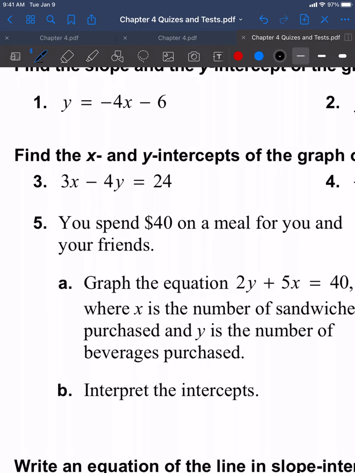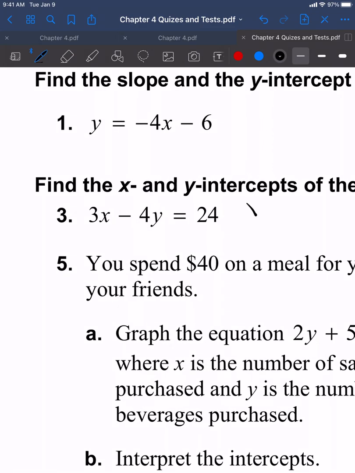Okay, if I wanted to find the x-intercept, who do I plug 0 in for? The y. If I plug 0 in right here, what's 4 times 0? 0. Is this completely gone? Yes. Now I'm just left with 3x equals 24. How do I solve for x? Divide by 3. What's 24 divided by 3? 8. X equals 8.